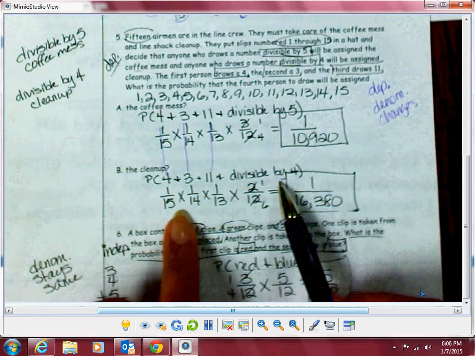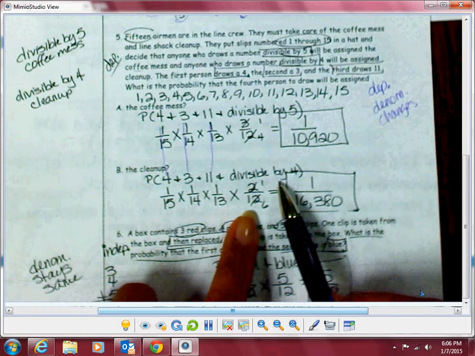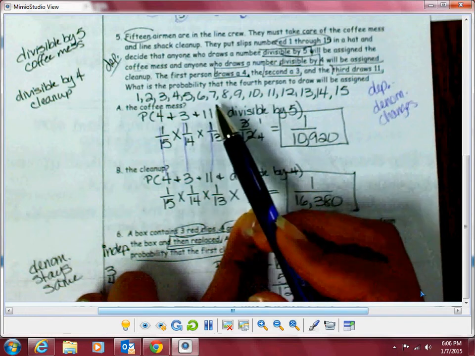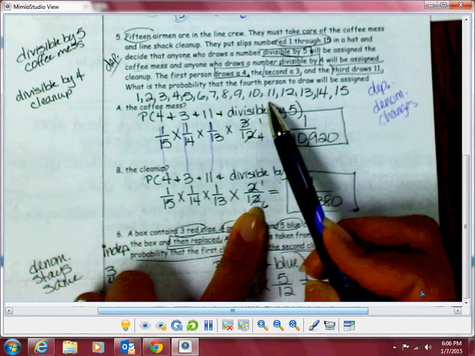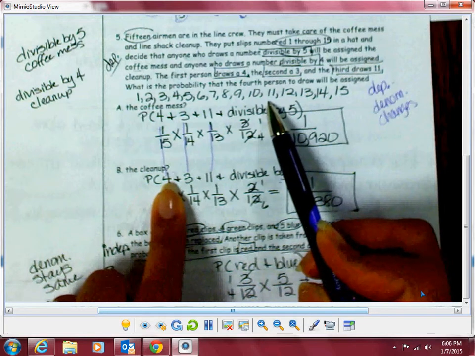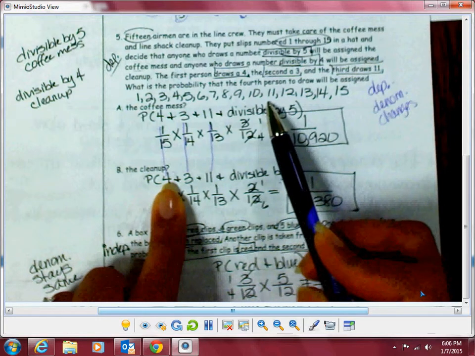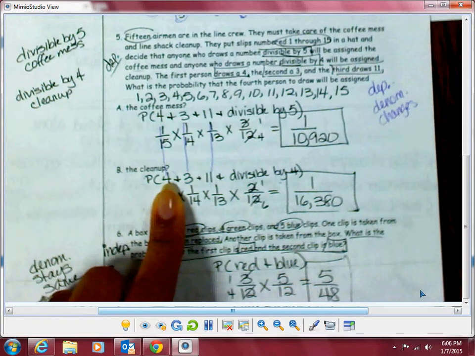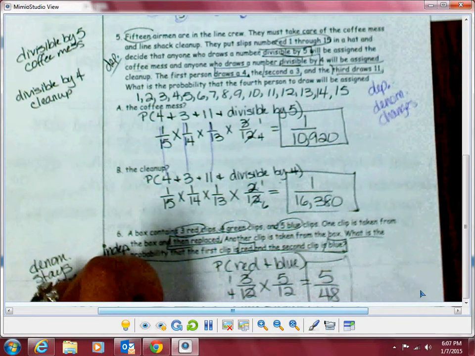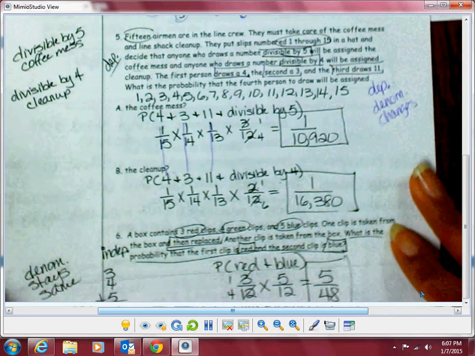So we still have the same first 3 probabilities, but now divisible by 4, when I go look up here, I've got 4, 8, and 12 that are divisible by 4. But notice 4 has been already pulled. So 4 is gone. That takes us down to only 2 numbers now. Only 8 and 12 are the remaining numbers that are divisible by 4. So that leaves me with 2 out of 12 numbers. That simplifies to 1/6. And I punched it on the calculator to get the last part.